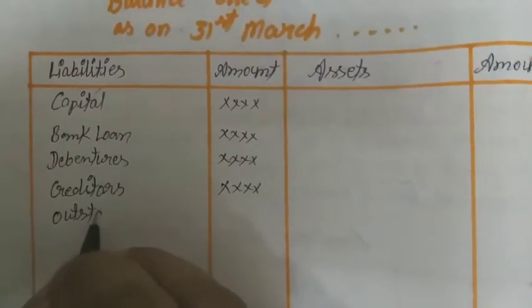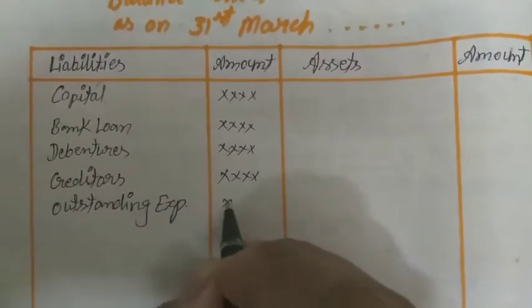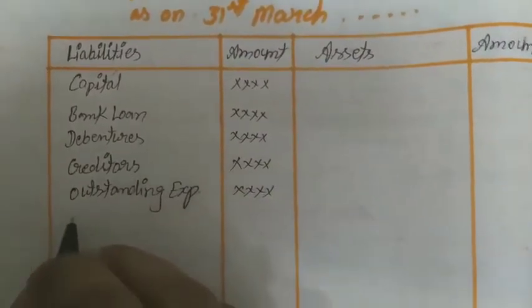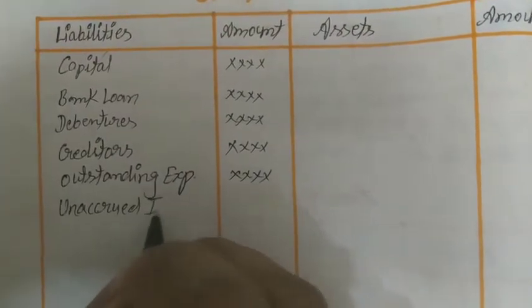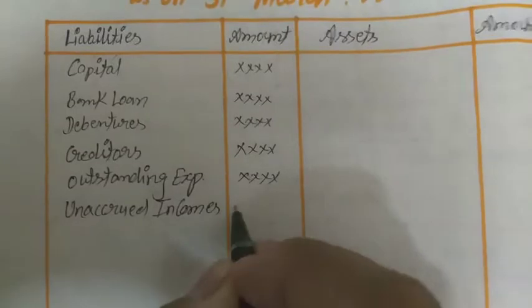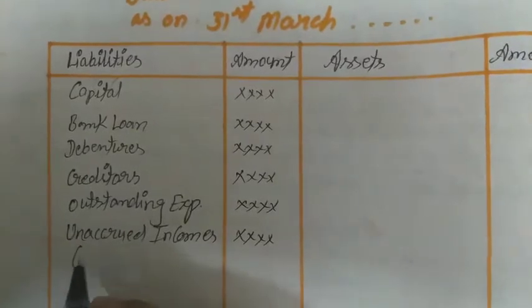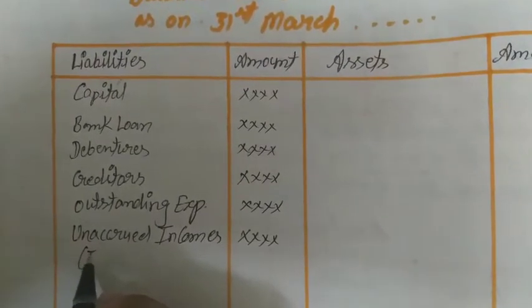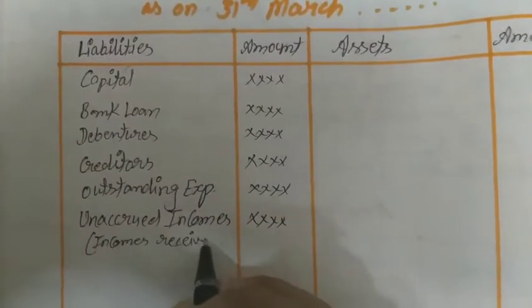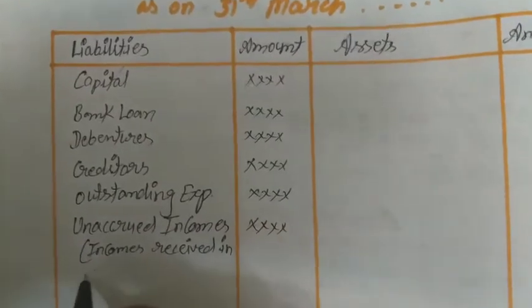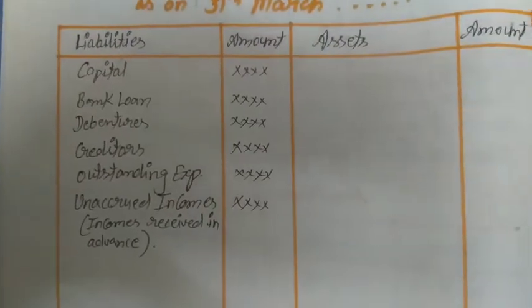Outstanding expenses, if there are any, will come here. Unaccrued incomes. Unaccrued incomes means income received in advance. In brackets I am writing here: incomes received in advance. So that income will come on the liability side.